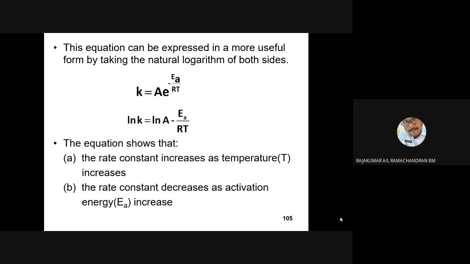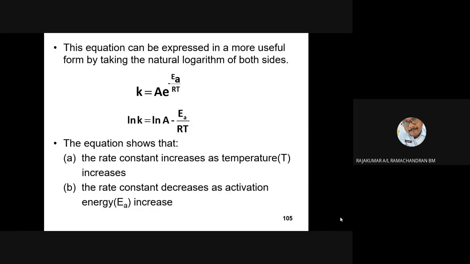Okay, this equation can be expressed in a more useful form by taking the natural logarithm of both sides. Ini derivation lah. So you can see here, the equation shows that rate constant increases as temperature increases. Rate constant decreases as activation energy increases. This is mathematical relationship lah. Okay, rate constant increases as temperature increases. Rate constant decreases as activation energy increases.